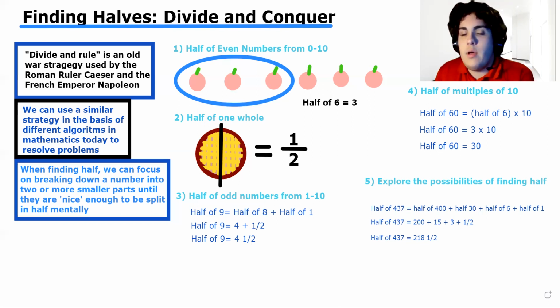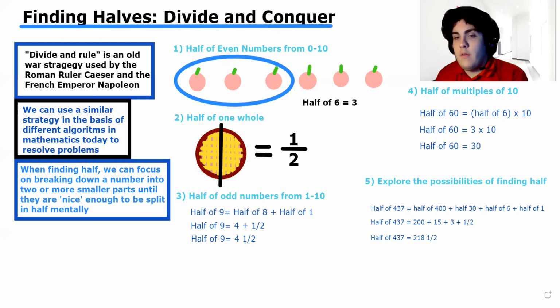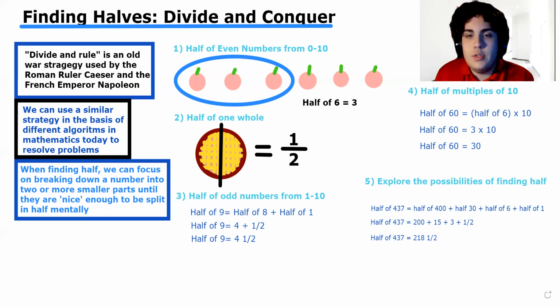Let's take, for example, half of 437. Now, that might seem like a bit of a reach from what we've been doing so far, but what I know is that I can break this up into many easier parts to the point where it won't feel so difficult. First, I'm going to break this up into hundreds place, tens place, and ones place. So 437, I'm going to break it up into 430, and I'm going to break up 7 into 6 and 1, just like how I did in step 3.